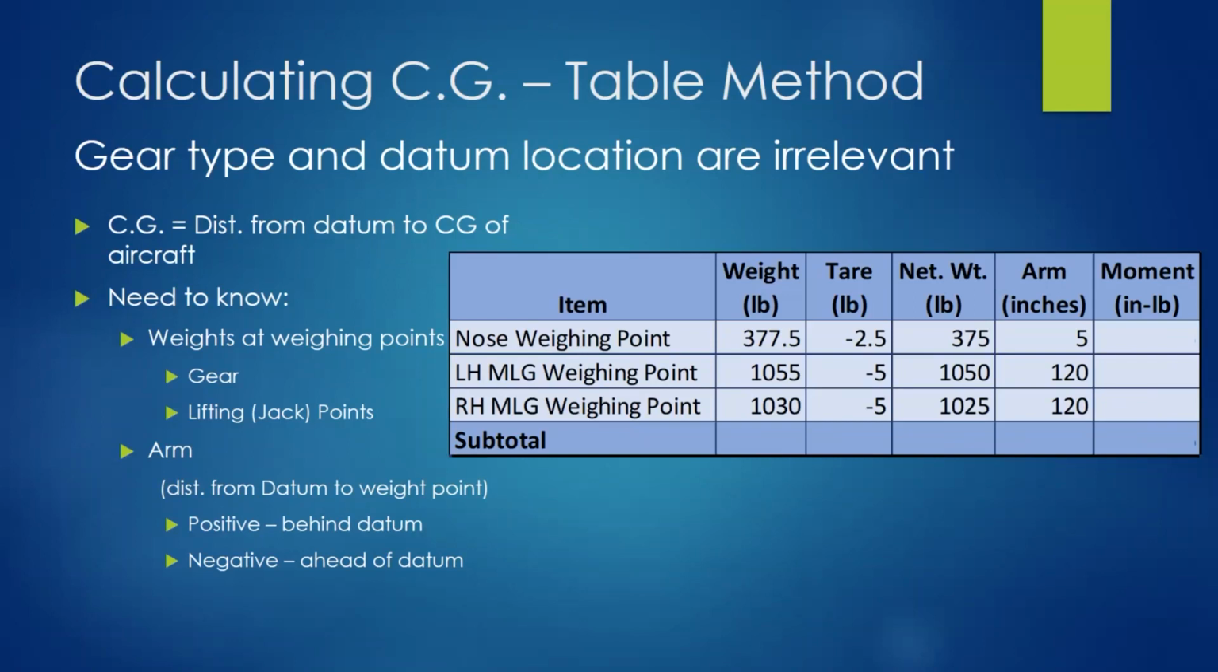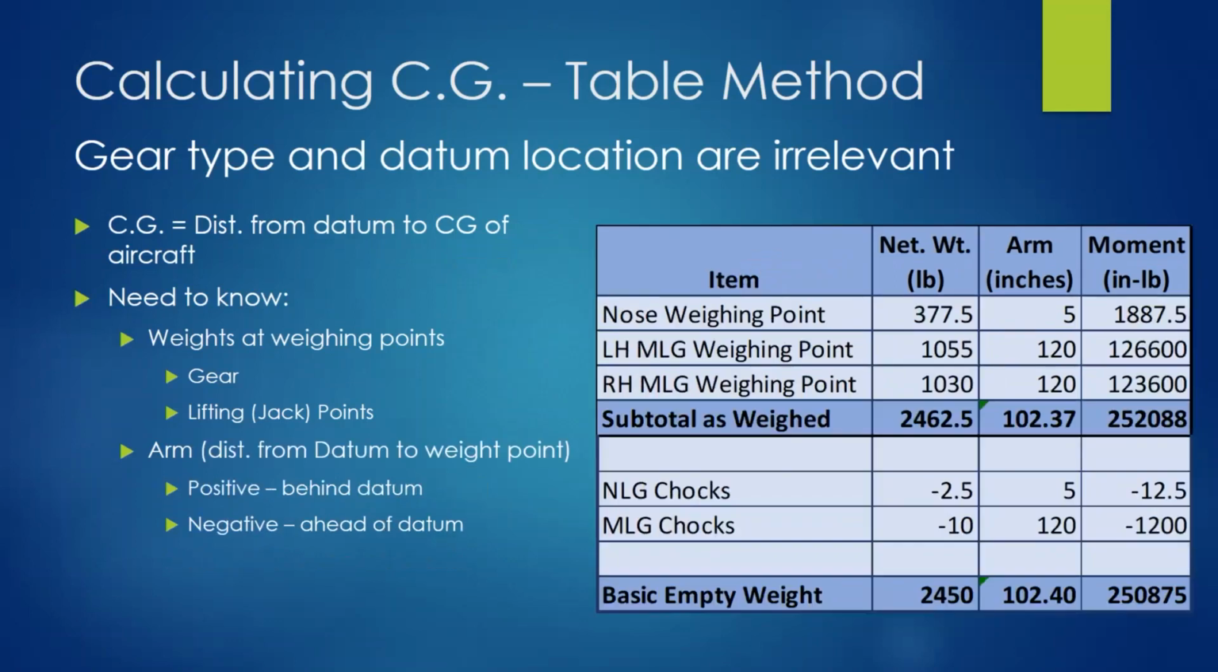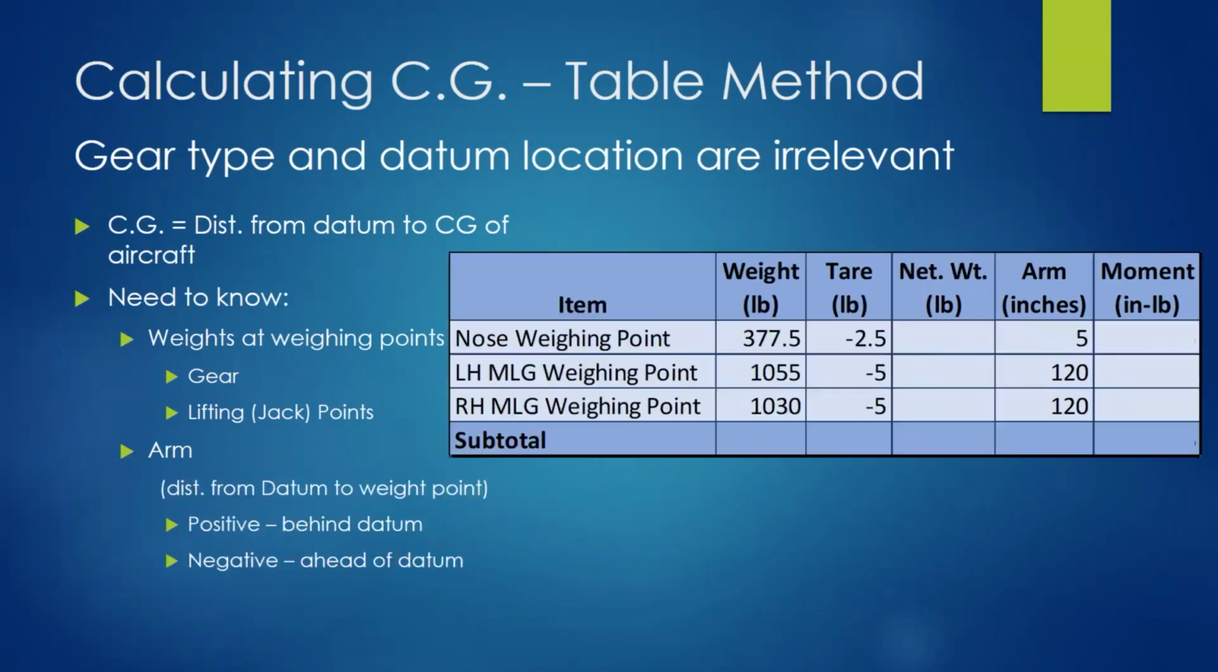So the nose waypoint minus 2.5 pounds. Here's those two. Remember I said there were two 5-pound chalks? On the previous example, I combined them because they're at the same arm. Here they are listed next to each main landing gear. And that gives us our net weight.